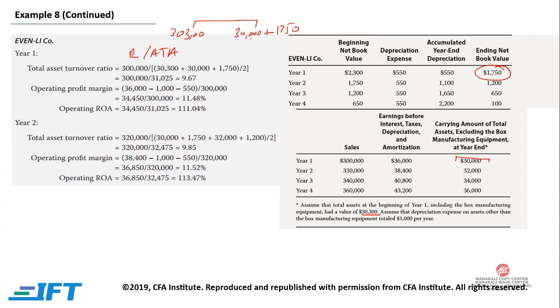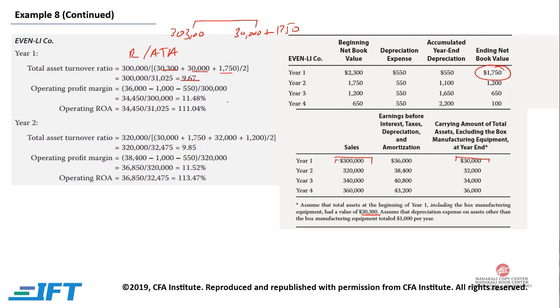This is for the box. This is the ending value of the box equipment. So our total assets would be the average between 30,300 and 30,000 plus 1750. So 30,300 plus 30,000 plus 1750 divided by 2 is going to give us average assets. And the revenue is 300,000. So 300,000 divided by 31,025, that is the average of 30,300 and 30,000 plus 1750, we get 9.67.